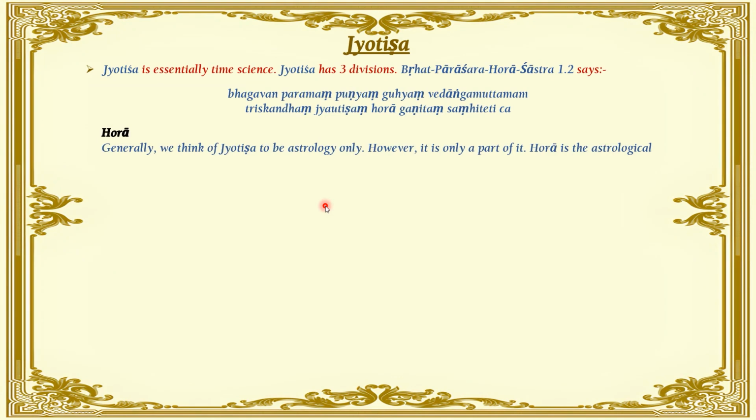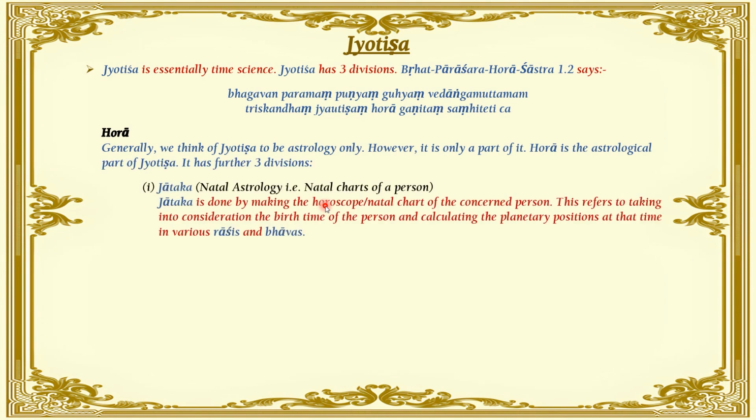There are 3 parts there. First is the Hora. We commonly say astrology, but Jyotish is not the same as astrology. Jyotish has astronomy, astrology, and various other things which we will see over here. But Hora is just a part of that, and it has 3 further divisions. Jataka, and this is the horoscope reading which we see.